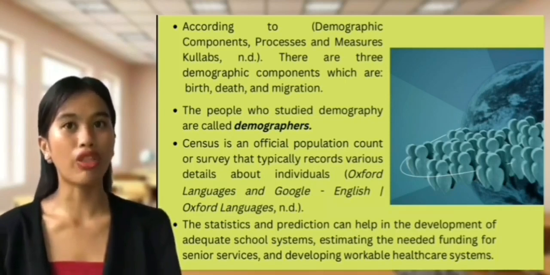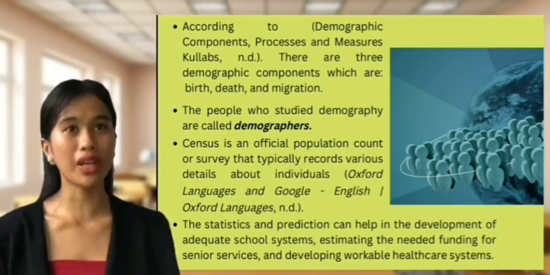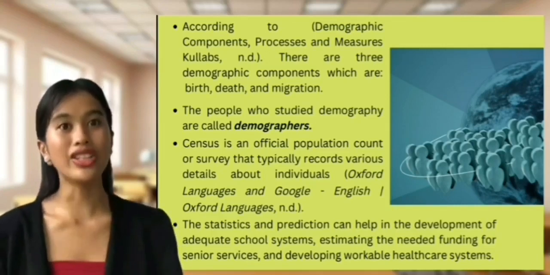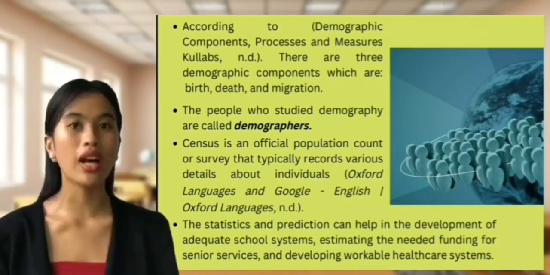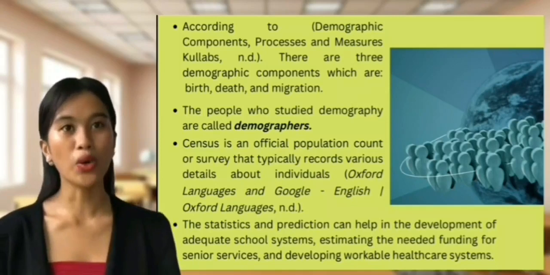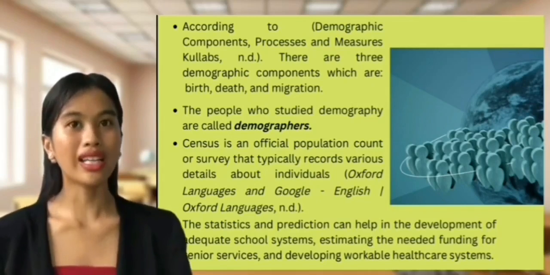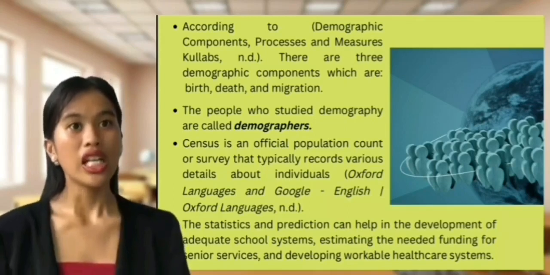This is done in part through a census. A census is an official population count or survey that typically records various details about individuals. In addition, census data can be used to determine political representation and evaluate a region's need for government services and facilities such as schools, hospital beds, and roads. Therefore, its statistics and predictions can help in the development of an adequate school system, estimating the needed funding of senior services, and developing a workable healthcare system.